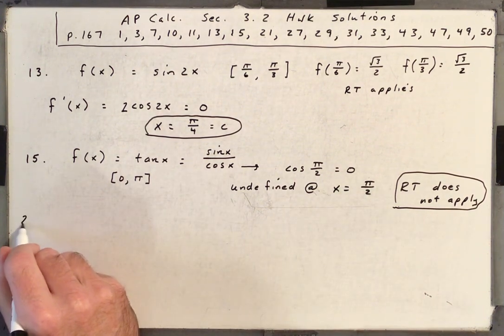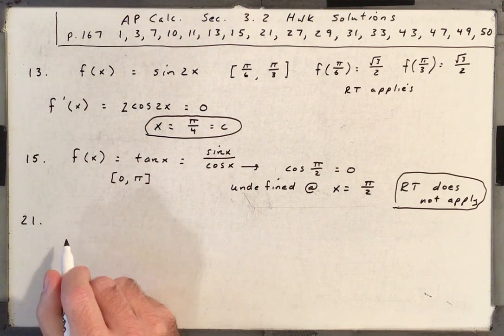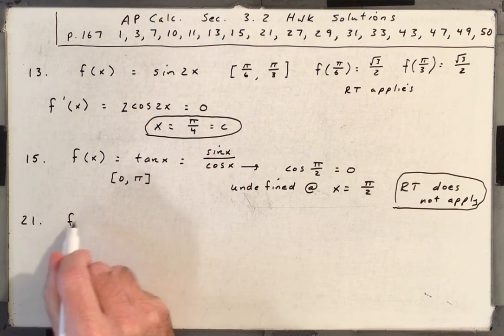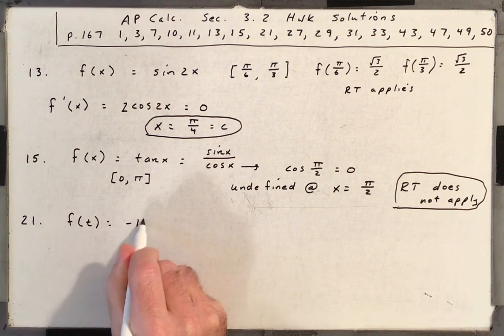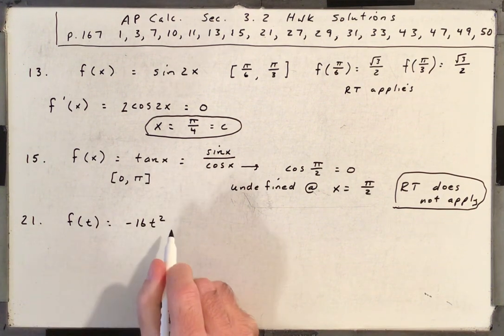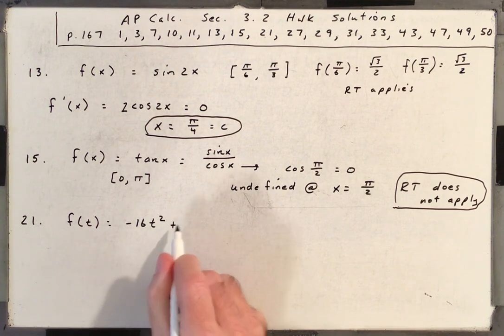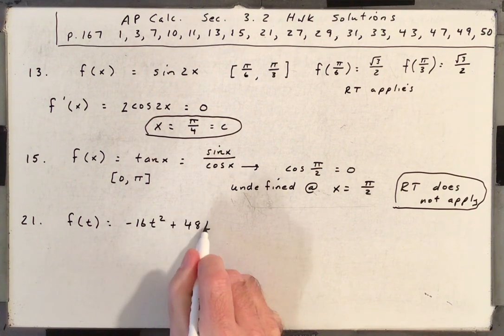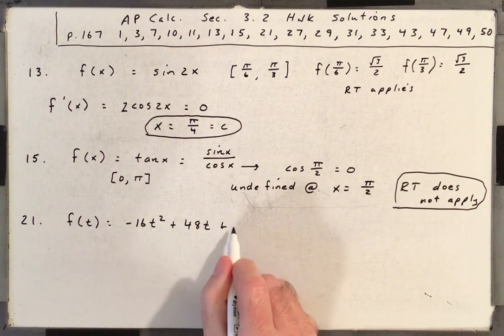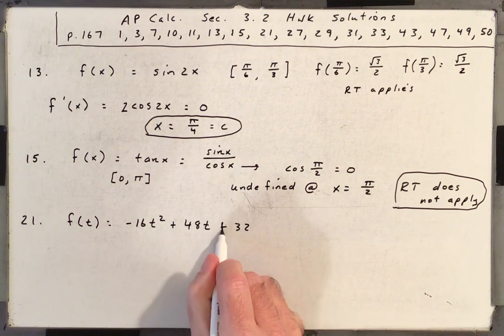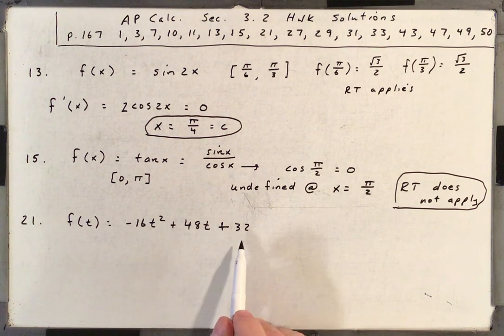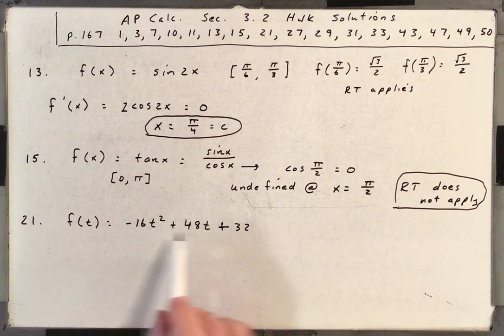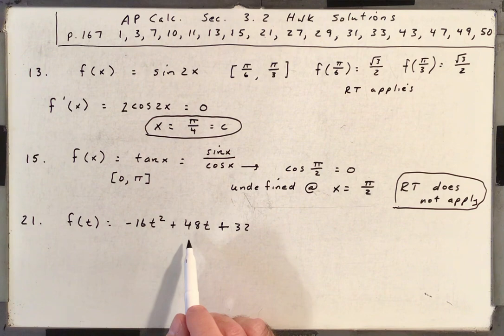Okay, let's do 21. So we've got f of t is equal to negative 16t squared plus 48t plus 32. All right, that's just a parabola, so there's not a place where it's undefined, no denominator or anything like that.